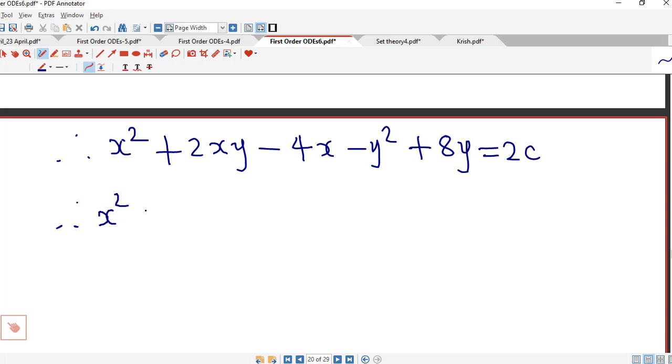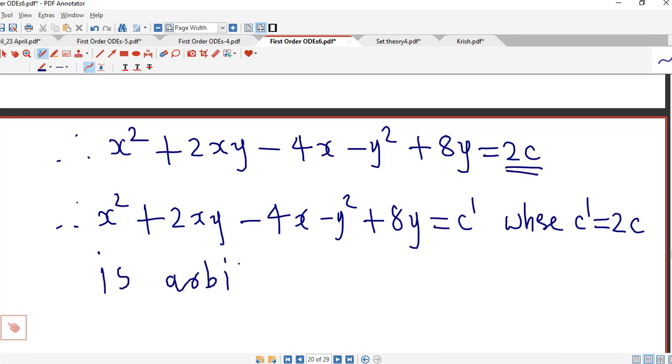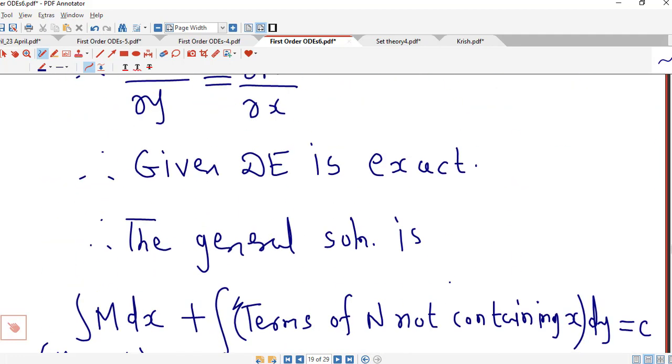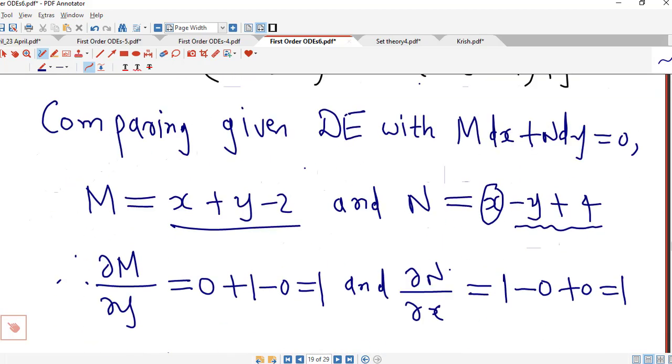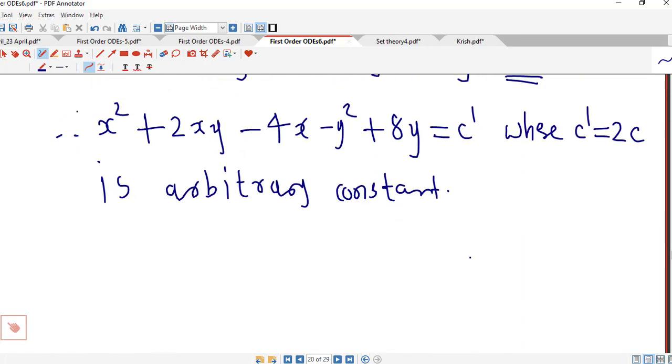We can consider this 2c equal to some new constant. 2c is an arbitrary constant that we can denote by c dash, where c dash equal to 2c is an arbitrary constant. So this equation was exact, and we are able to solve it by the formula for the general solution of an exact differential equation.